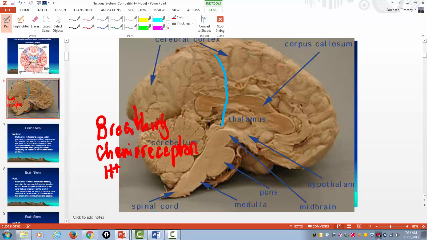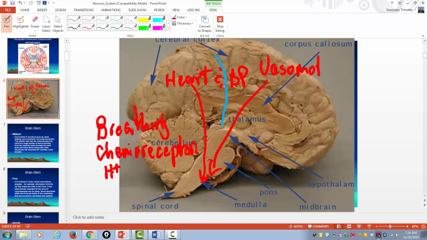So, the medulla also is involved in heart rate and blood pressure control. It can increase or decrease your heart rate depending on which nervous system is stimulated, so it has both sympathetic and parasympathetic innervation. The medulla also has what's called the vasomotor center. So vas, vessel, motor, movement. It can cause arteries to constrict, or it can cause arteries to dilate.